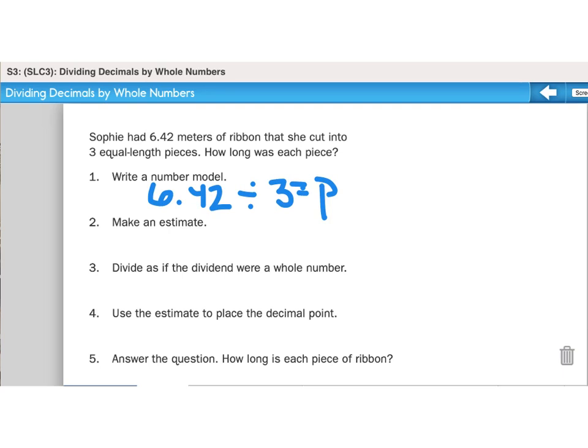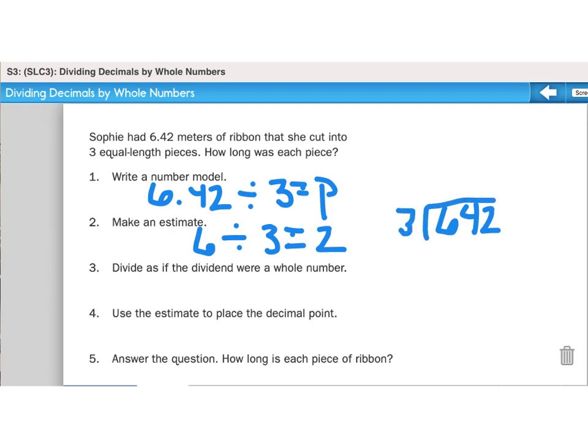Then we're going to make an estimate. So when we make our estimate, we're going to round that 6.42 to 6. And we can all do 6 divided by 3 in our head. We know that that equals 2. So our estimate is 2. Then we're going to divide as if the dividend were a whole number. So we're going to take 642 and divide it by 3.